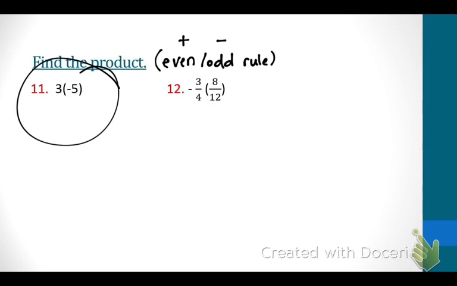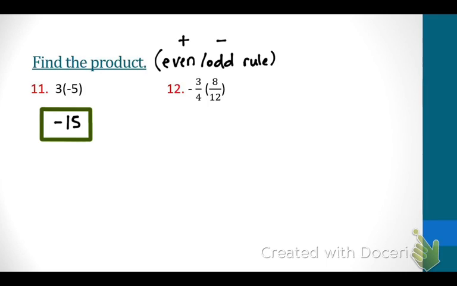So let's focus on this one right here. Brandon, do I have an even or an odd amount of negative signs? An odd. So my answer has to be what? Positive or negative? Negative, and what's the final answer? Negative 15 is correct. Moving on to the next one.